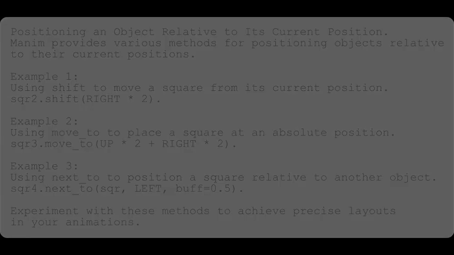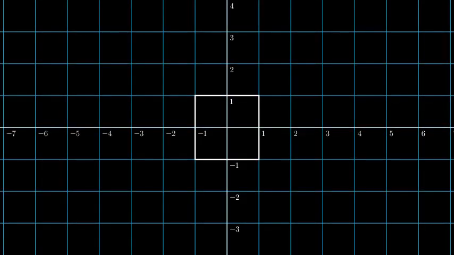Let's start our fourth topic. Now, let's explore how to position an object at any specified point on the coordinate plane. 1. Using the move_to method to place the square at any absolute point on the coordinate plane. 2. Using the shift method with vector input to move the square to a specific point relative to its current position. Experiment with these methods to position objects precisely at any desired point on the coordinate plane.